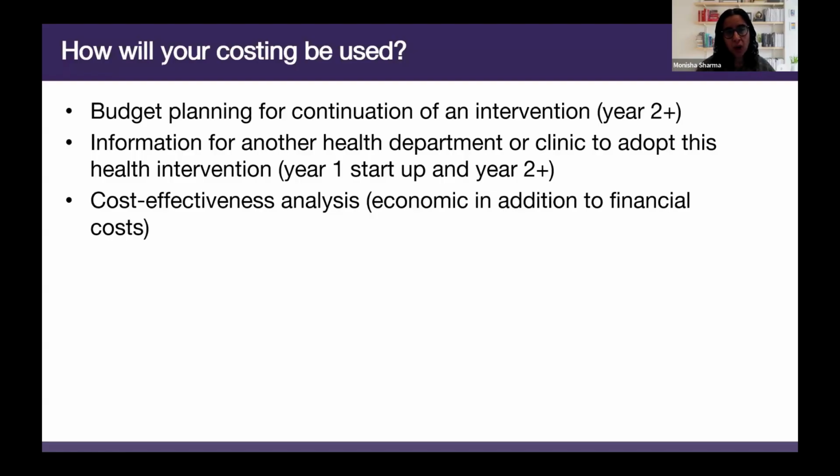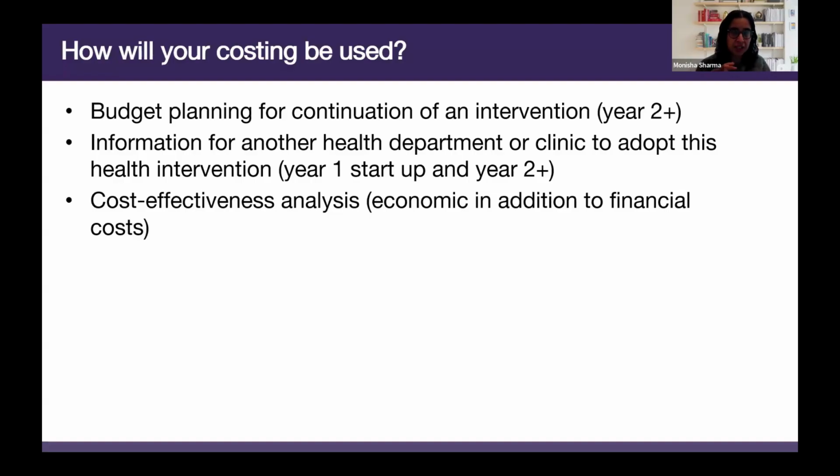You also want to think about how your costs will be used. So if you're budget planning for continuing an intervention, so you have an intervention already that the health department is running, and you want to know what's the cost of continuing this intervention, you would look at just the continuation cost, so year 2+ after it's implemented. What's the cost of running this in the future?